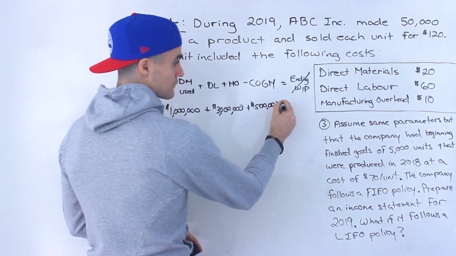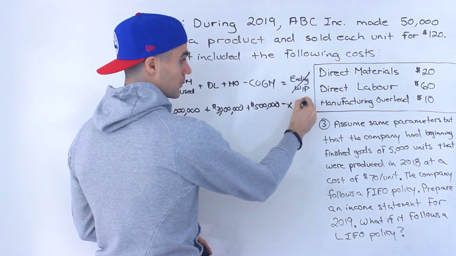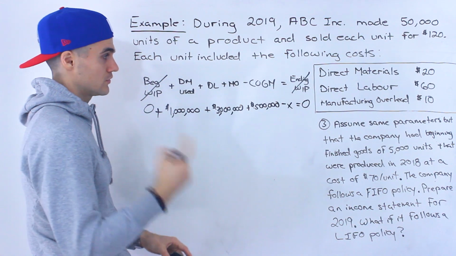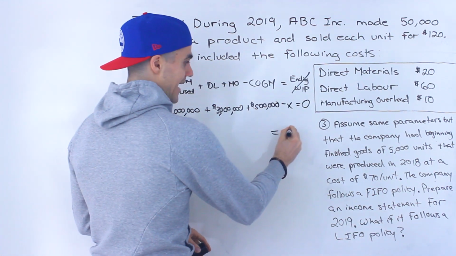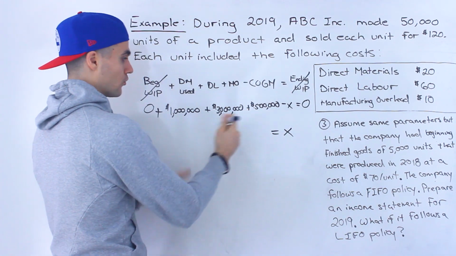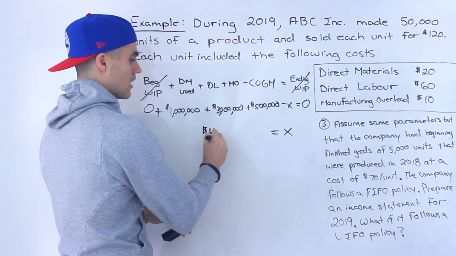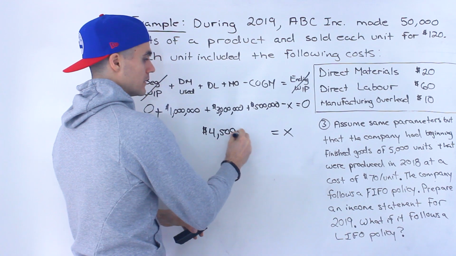Then the cost of goods manufactured, let's put an X there, and then the ending work in process we know is 0. We're told there's no ending work in process. And so when we solve for this X here, it actually ends up being that total product cost of 4.5 million.